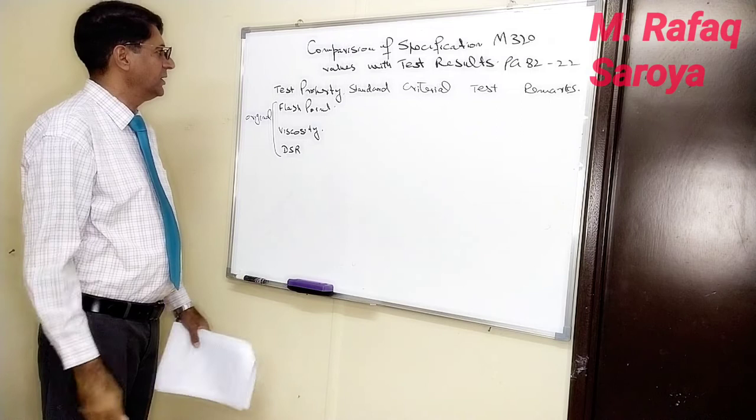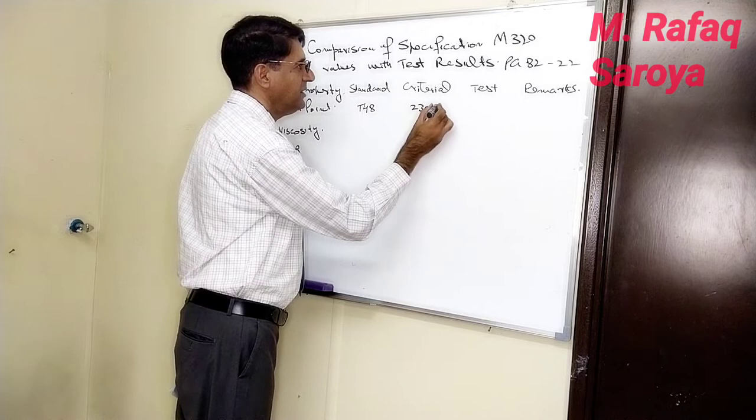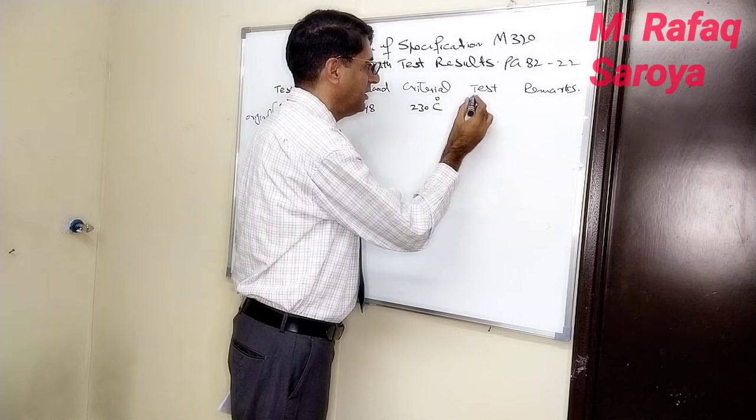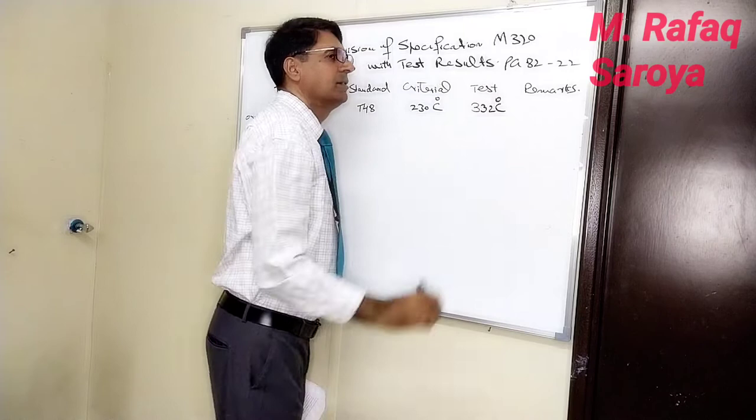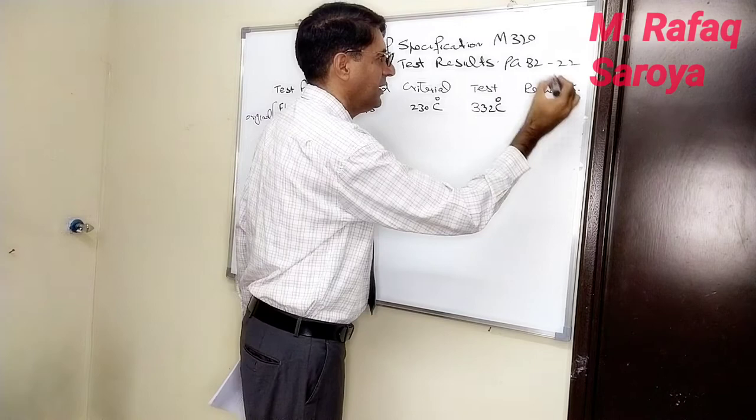This flash point is standard AASHTO T48. Minimum value is 230 Celsius. But its test is conducted, and the test shows that its value comes out to be 332 Celsius. Actually this test is conducted for a factor of safety, and it means this test has complied with the specification limit. It is acceptable.